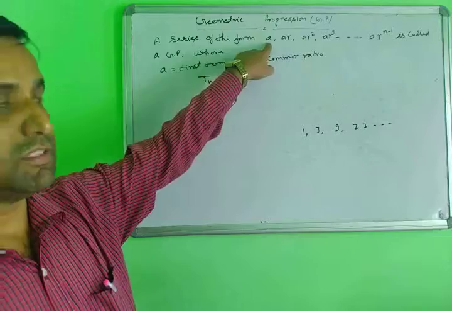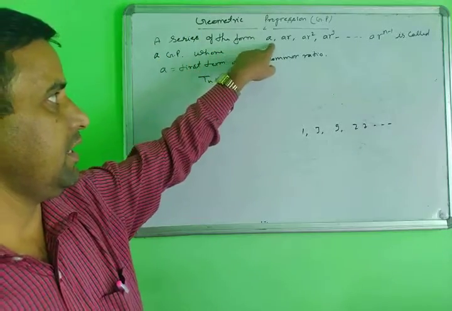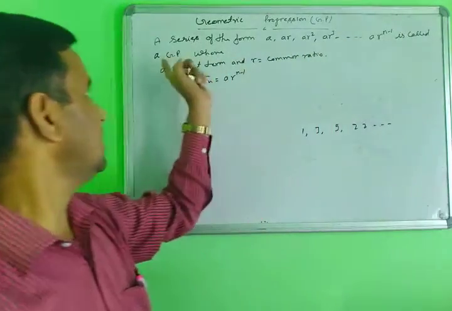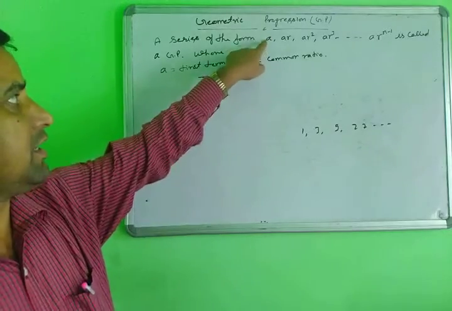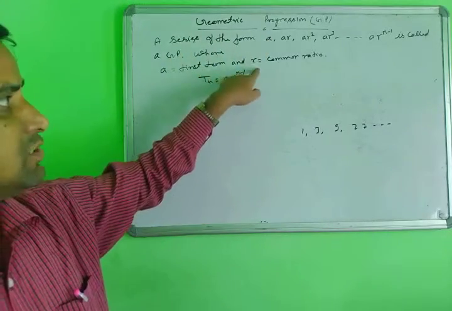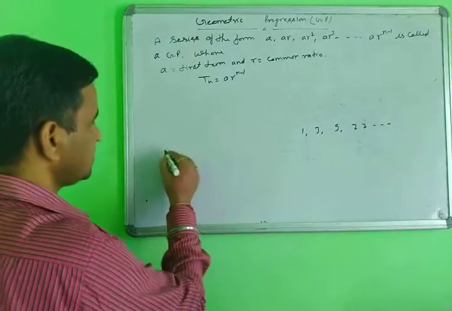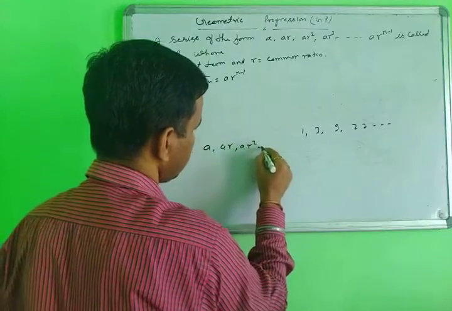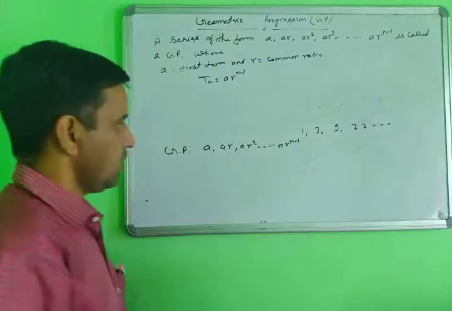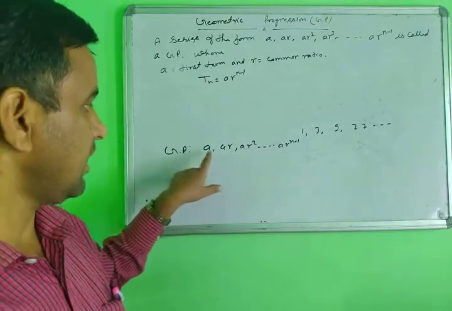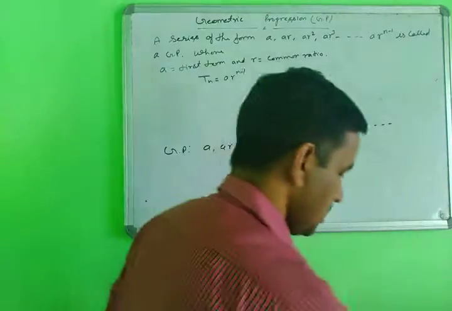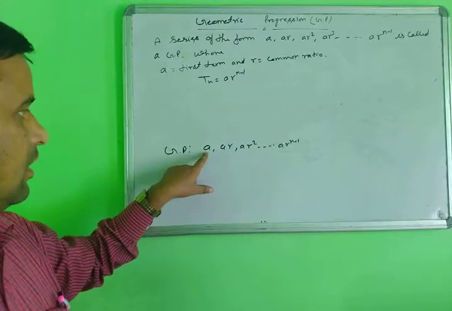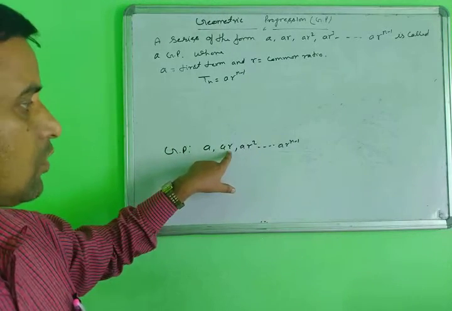And this is the general form of the GP, means a series of the form A, AR, AR square, AR cube, up to AR n minus 1, is called the GP. What is the A and R? A is called the first term and R is called the common ratio. This is the general form of the GP.